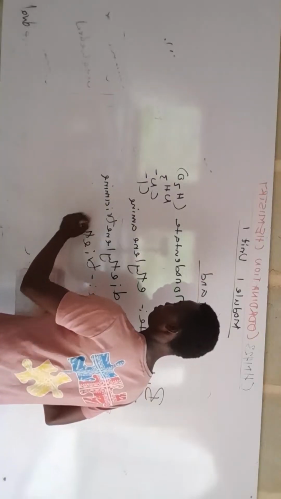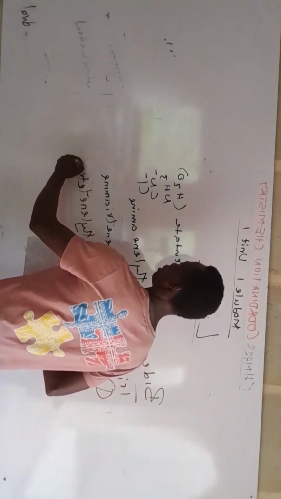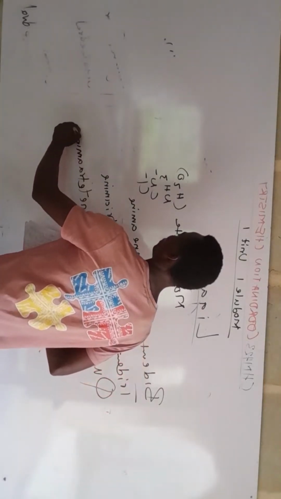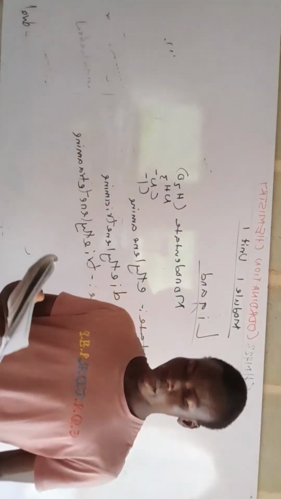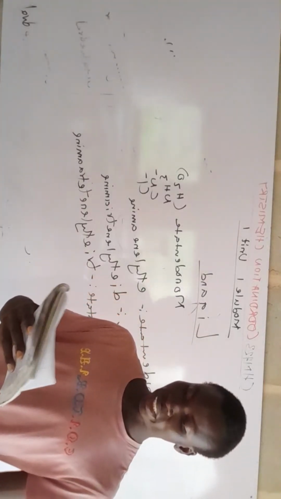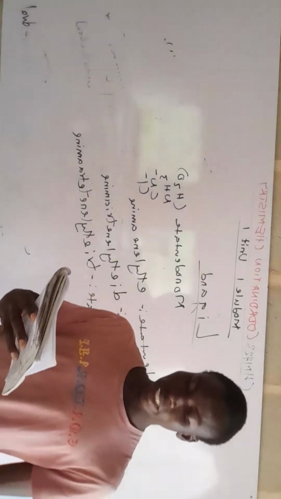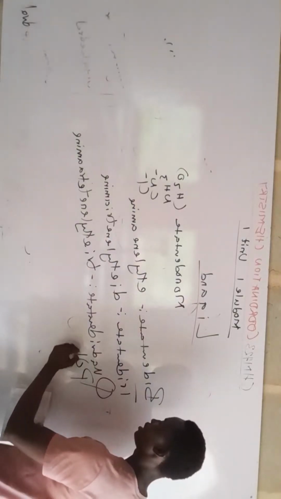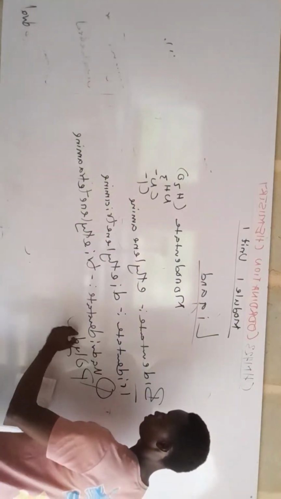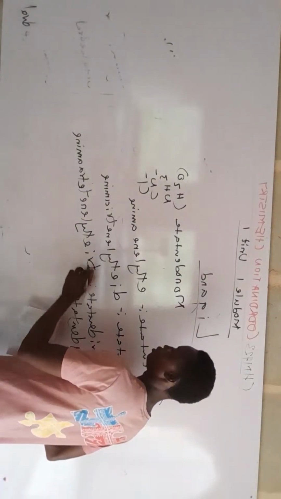Triethylene tetraamine. Triethylene, take note, triethylene tetraamine. We now have what we call the polydentates. Those polydentates, they have many donor sites. They have many donor sites.